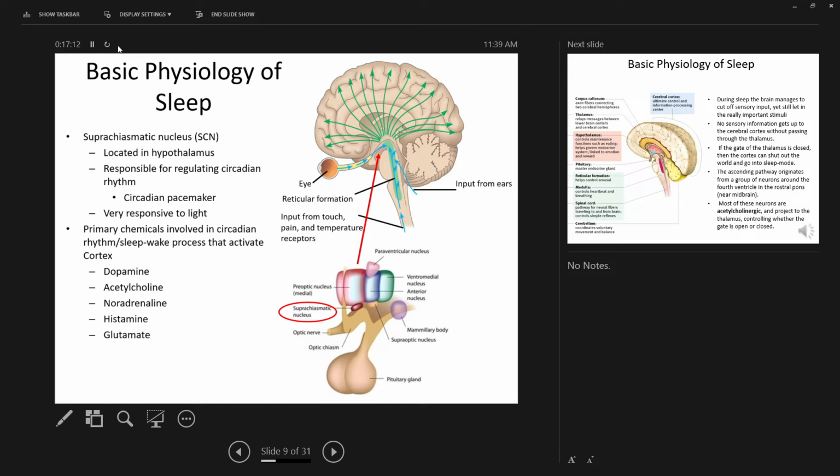So the RAS is taking these signals, communicating them to the brain, but the RAS and the SCN will work together to regulate the sleep-wake cycle and how responsive a person will be to that sleep-wake cycle. Now, there's some chemicals that are very much involved in circadian rhythm or sleep-wake processes that activate the cortex to give us our wakefulness. And those are dopamine, acetylcholine, noradrenaline, histamine, and glutamate. And again, I talked more about those in the Physiology of Sleep PowerPoint that I will also be adding.